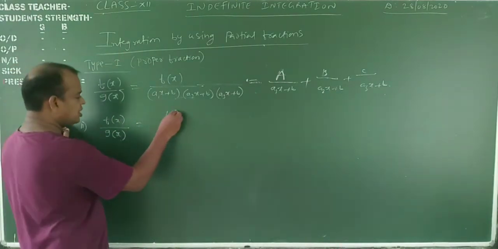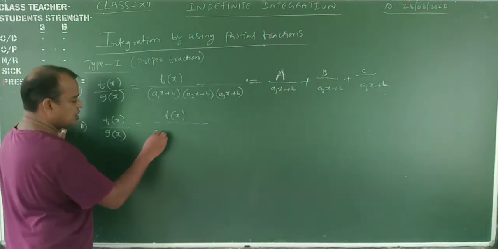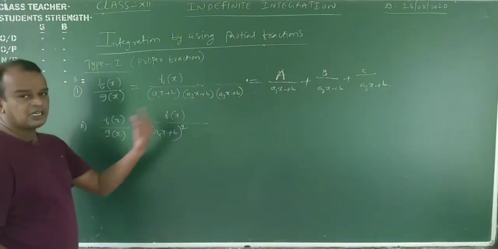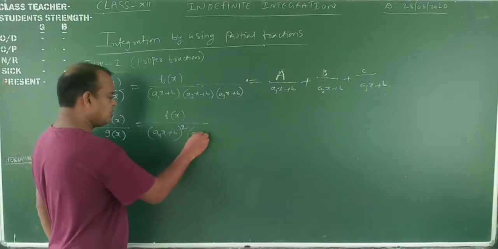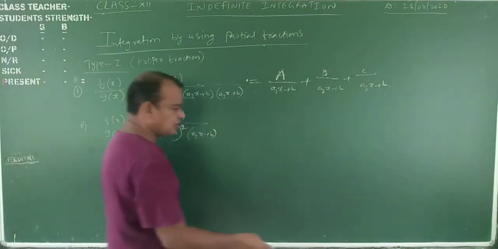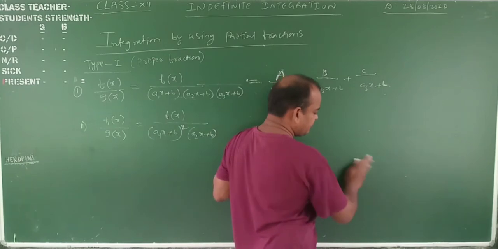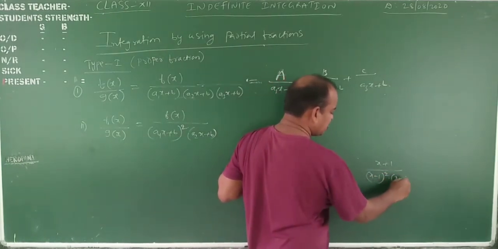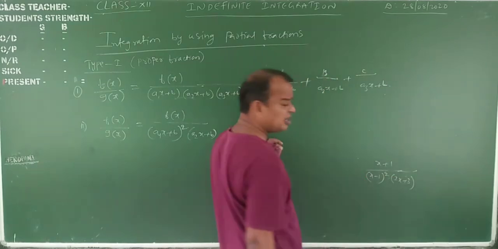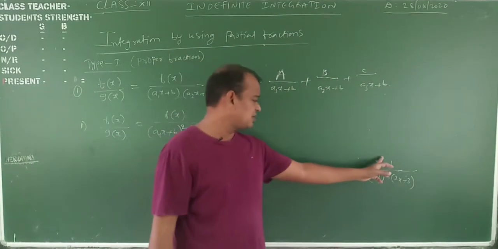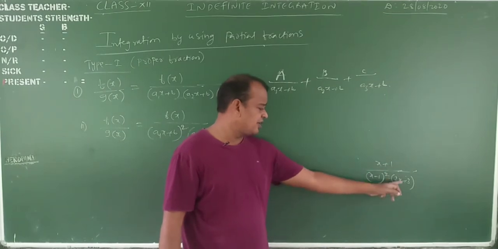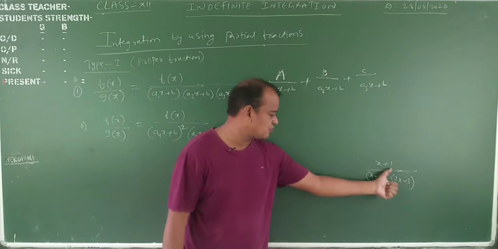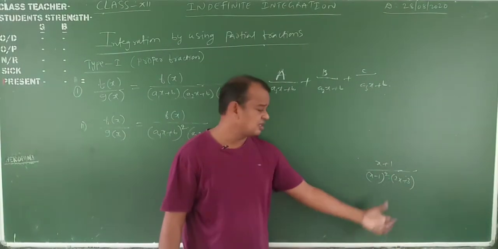Here observe f of x by, suppose, (a1x plus b) whole square. a1x plus b is repeated 2 times. Next, suppose a2x plus b, this type. Here the question you observe is f of x by: (x plus 1) by (x minus 1) whole square into (2x plus 3). This is a 100% proper fraction. X index is 1, here x square into x cube. Okay, this is a proper fraction, no problem at all. My dear students, this is a proper fraction.